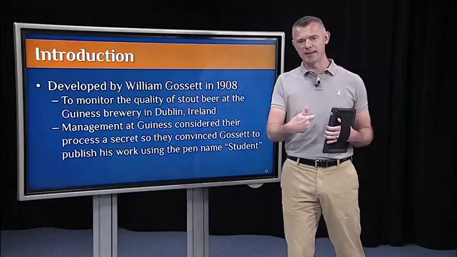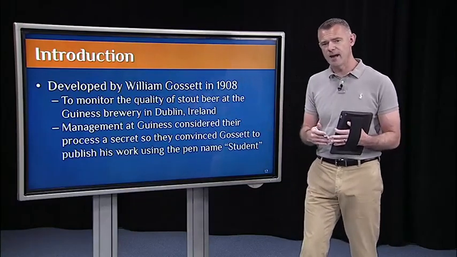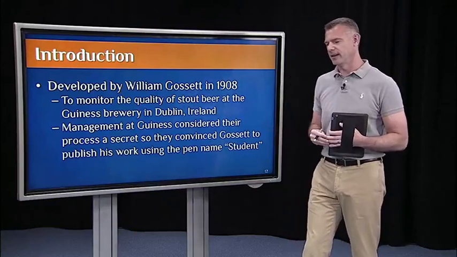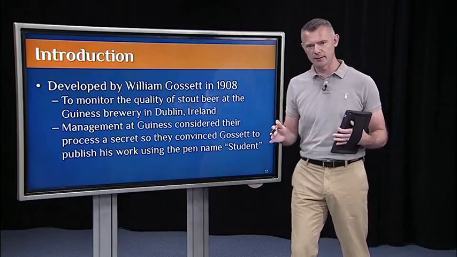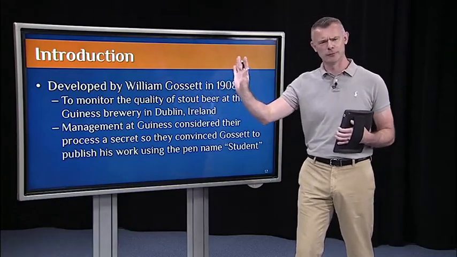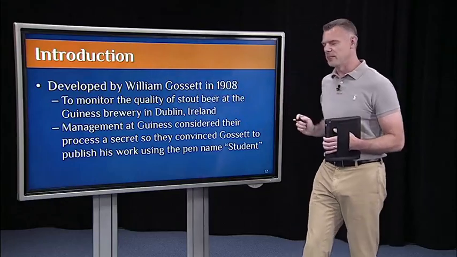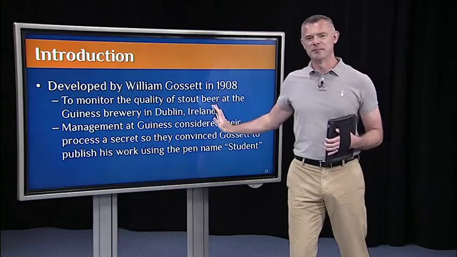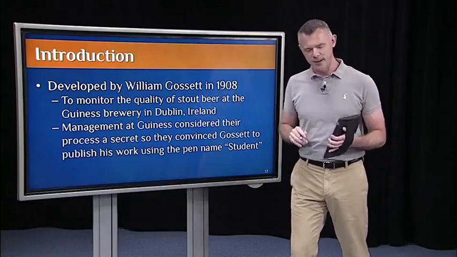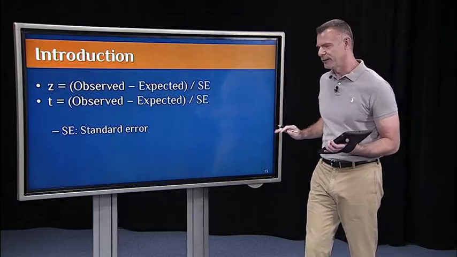But the management at Guinness were so protective of their brand that they did not want William Gosset to share his procedures with anyone else. They didn't even want him to publish this in an academic journal. Who reads academic journals and reads Guinness? More people than you'd think. So they convinced him to publish under the name Student. So that's why it's called Student's t-test. Okay, back to the actual lecture.